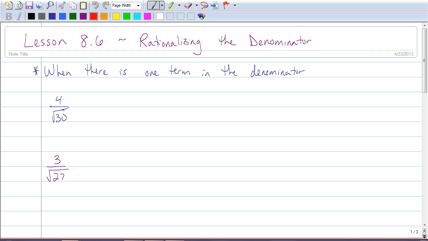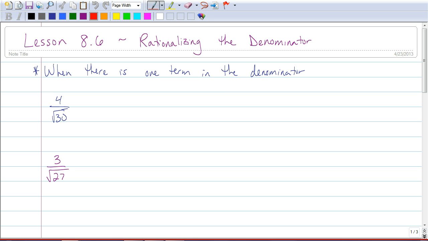All it means to rationalize the denominator is make it so that it's proper, so that there is no square root in the denominator. It's okay if there's a square root in the numerator, we just never can have one in the denominator. So let's look at this first fraction here. We have 4 divided by the square root of 30.